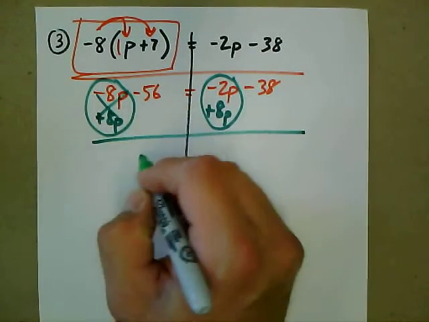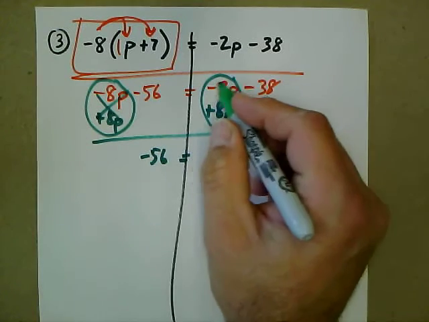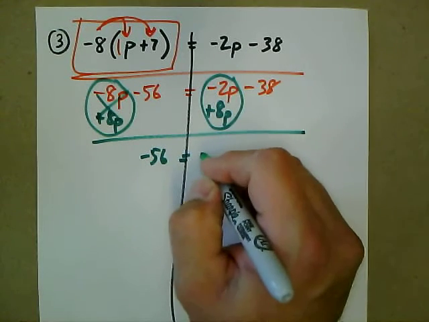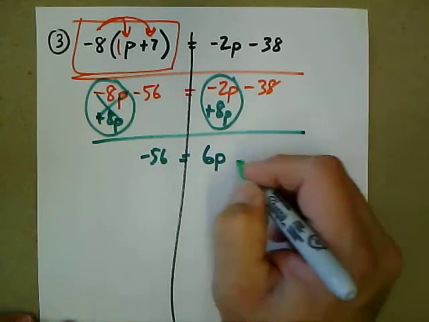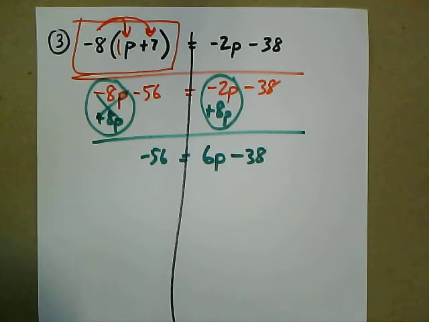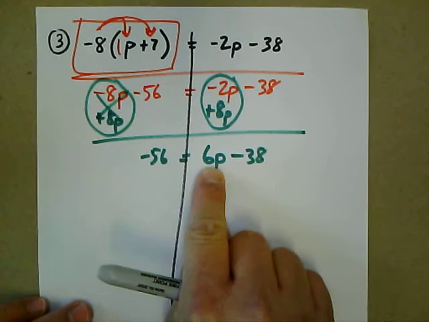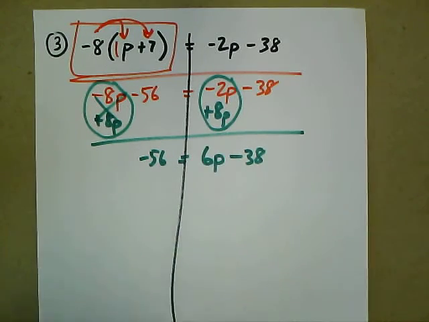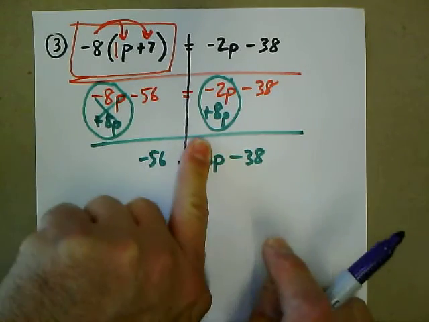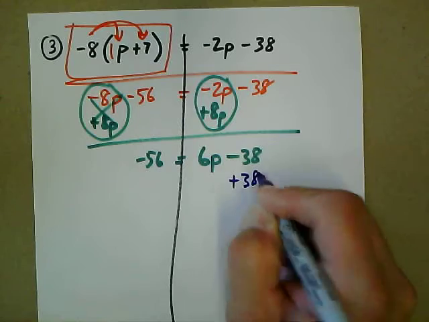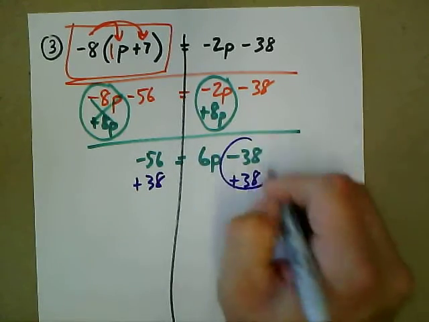So our opposite operations are gone. We're left with -56 equals, and then -2 plus 8 is 6. Don't lose your p. Make sure p comes back in there. Bring down your 38. Next step here is get rid of what's added or subtracted. Well, the 6 is attached to the p, so we know that's not it. So if I cover up the 6, you can see p minus 38. So we're going to add 38 to both sides of the equation.